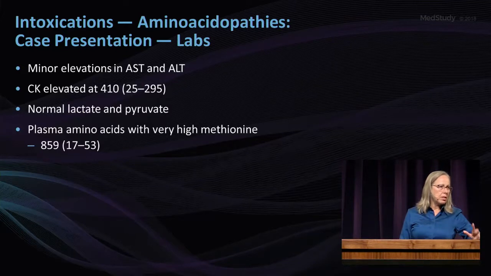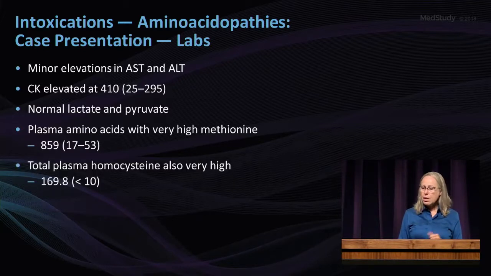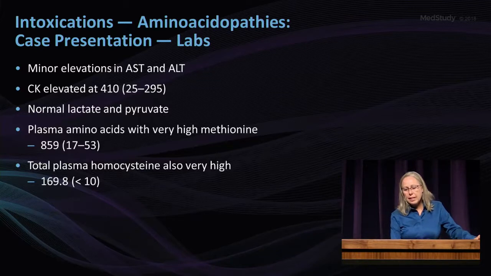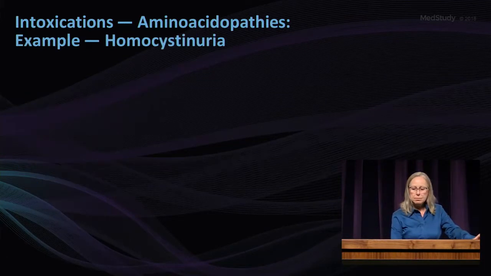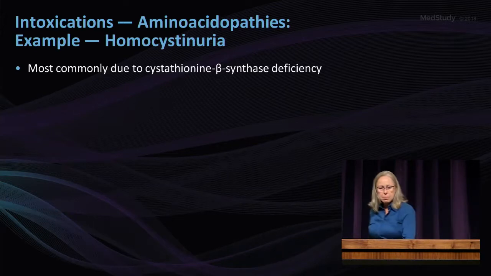So all of the labs that I look at, I'm looking for something that is substantially different. Not just 54, okay? Because that's the most common question we get asked. We all have these minor variations in all the labs we get. We're really looking for something many steps off. The total plasma homocysteine is also very high at almost 170, with normal being less than 10. So this is homocystinuria. And it's most commonly due to cystathionine beta synthase deficiency.